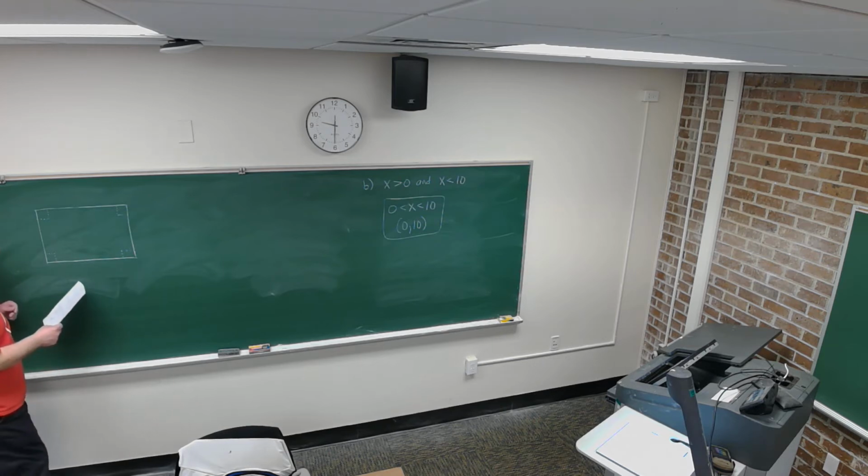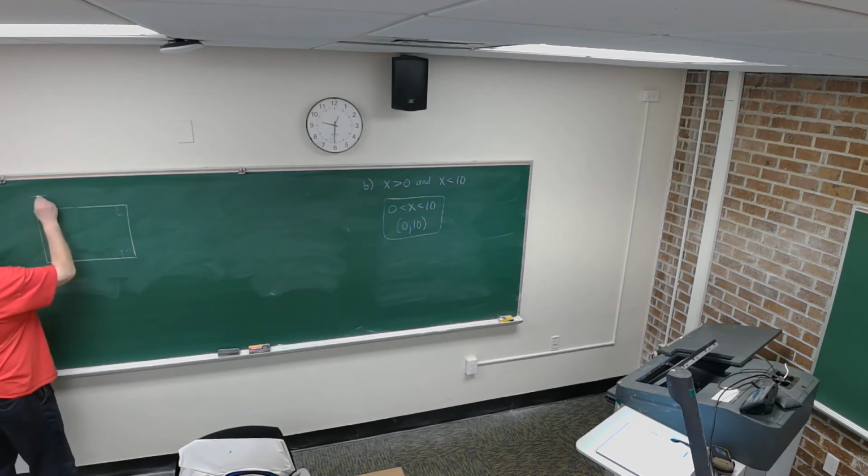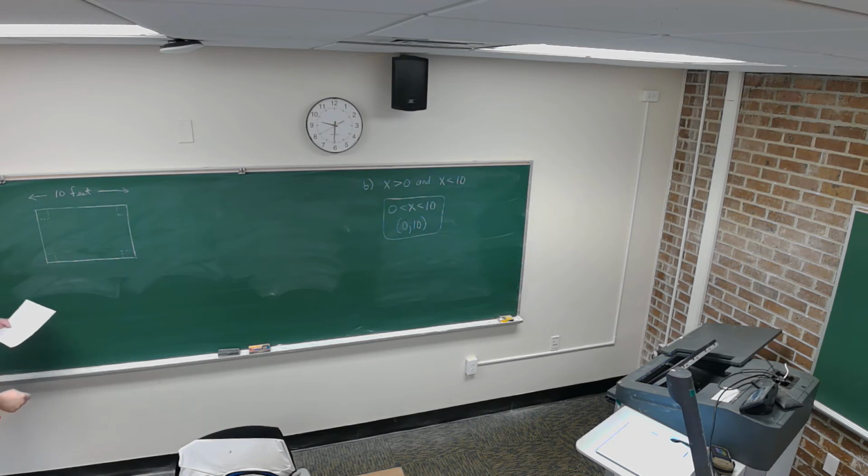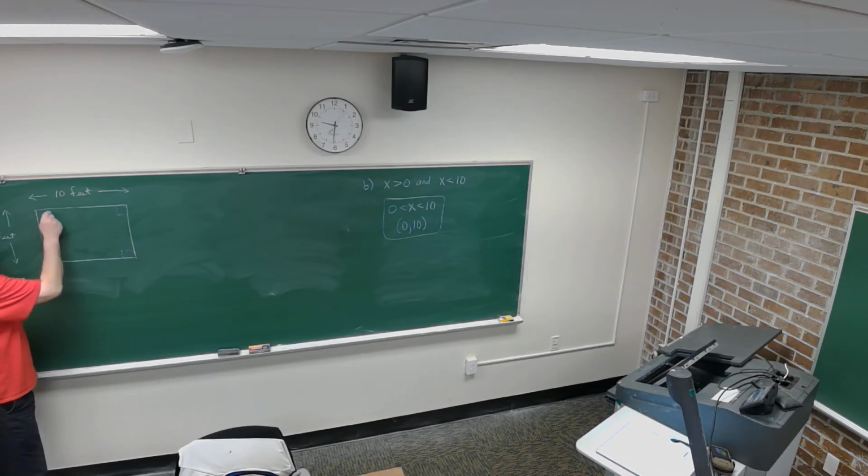So the original piece of cardboard is 10 feet long and 4 feet wide. Now we're going to cut a square of equal size from each of the 4 corners. All 4 sides of a square have the same length, and so we'll call that length x.